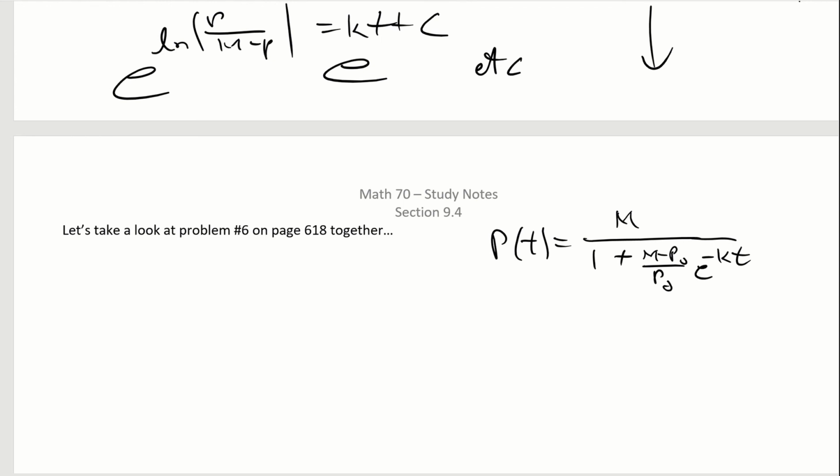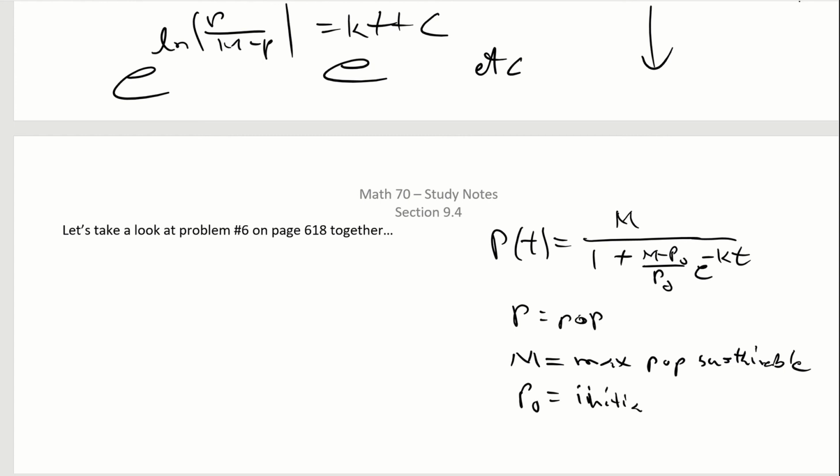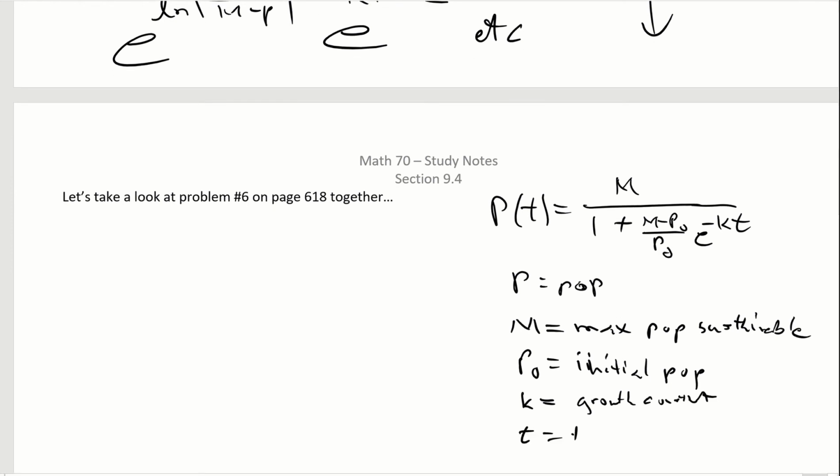And so what are these guys? Well, we know what P is. P is population. What's M? Remember? It's the max sustainable population. What's P0? I think you know. Initial population. And K is a growth constant, big deal. K is growth, or could be decay if you're losing population, constant. And of course, T is time. It could be in years typically, but it could be other things as well.